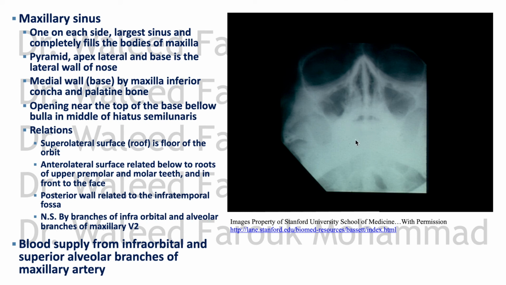Relations of the maxillary sinus, as we said before, superiorly is the orbit, and anterolateral side the roots of the premolars and molars and face, and posteriorly, this is what I forgot to say, it's related to the infratemporal fossa. Nerve supply by the infraorbital and alveolar branches of maxillary, and blood from infraorbital and superior alveolar arteries. You all know about these arteries now, because we are still in the area.